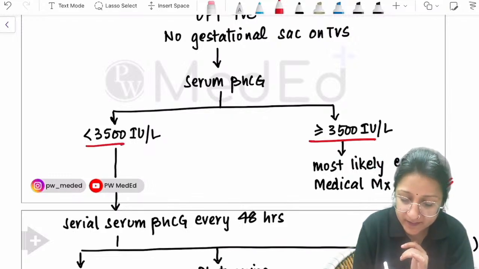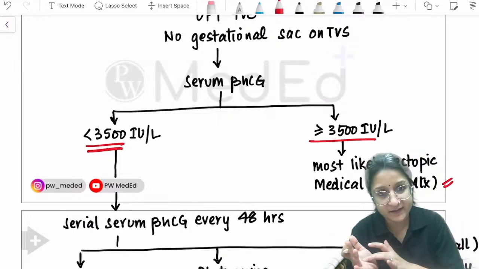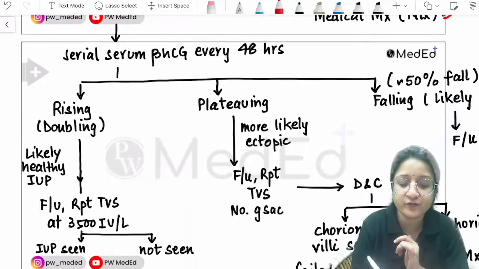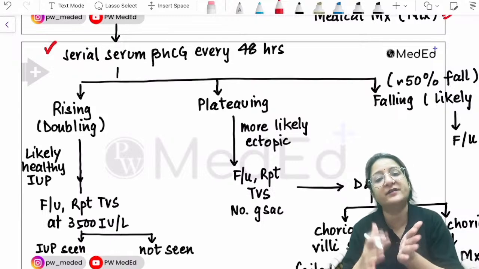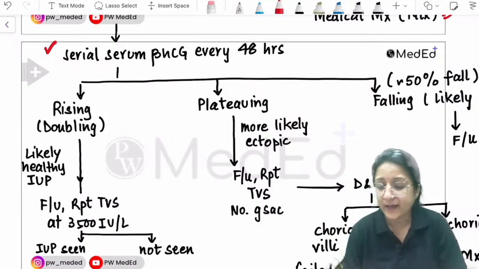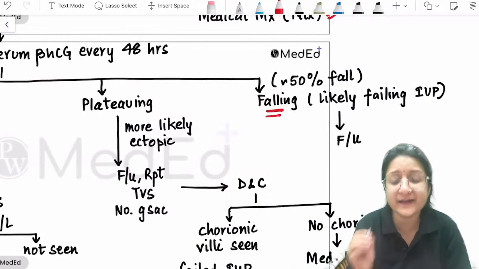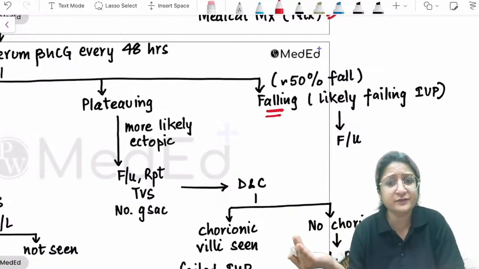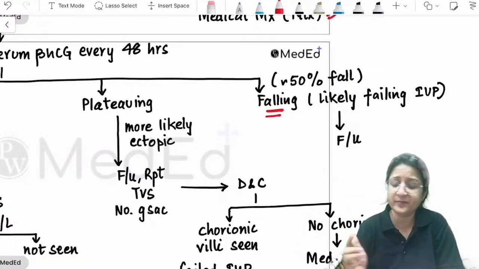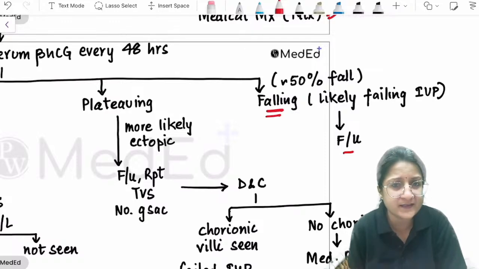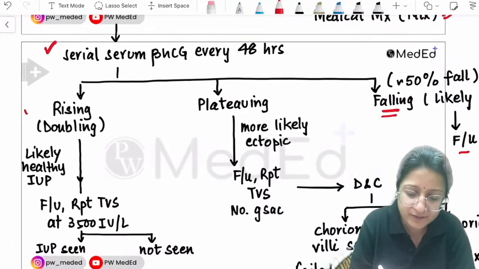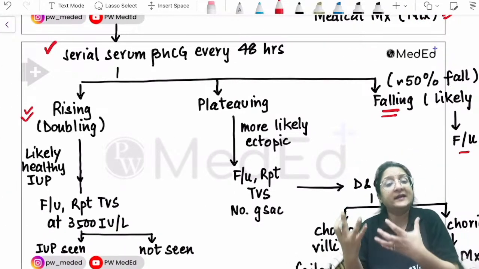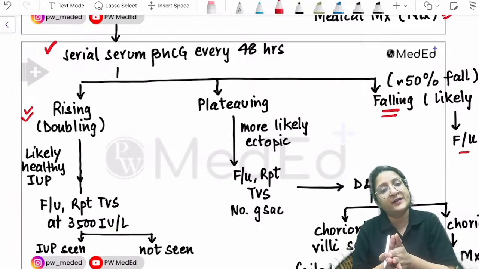Now, when your serum beta HCG levels are less than 3500 international units per liter, then we go for serial serum beta HCG every 48 hours. If the levels are falling dramatically, a 50% fall, it's likely a failing intrauterine pregnancy. We need to just follow up in that situation. If the levels are rising, doubling, it's likely a healthy intrauterine pregnancy.